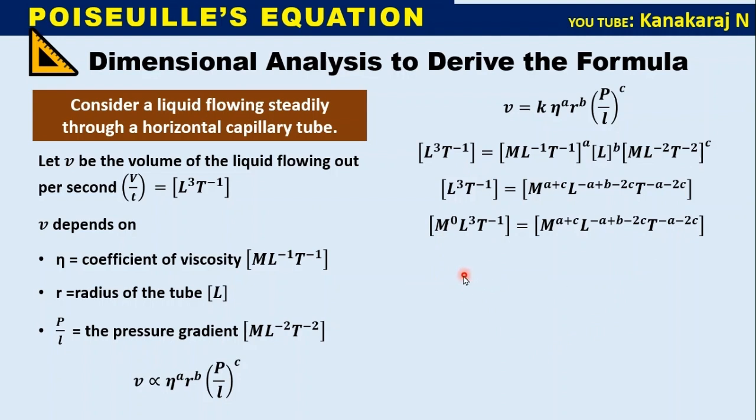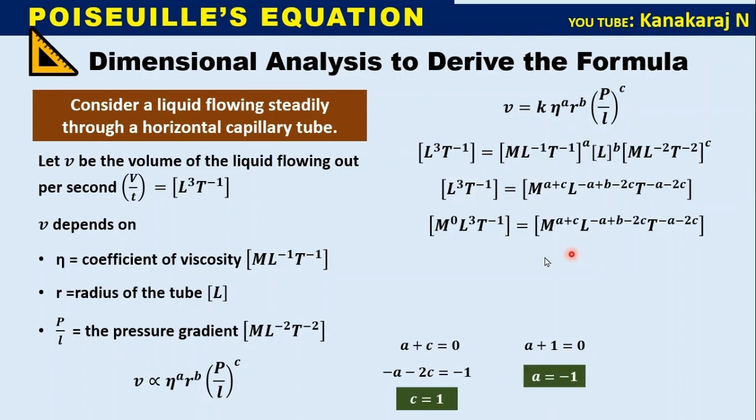Let us equate the power of M on both sides. We get A plus C equals 0. Next, let us equate the power of T. So we get minus A minus 2C equals minus 1. When we add these two equations, A minus A gets cancelled, then we get minus C equals minus 1. So C equals 1. Good. Substituting C equals 1 in the first equation, we get A plus 1 equals 0. So A equals minus 1.